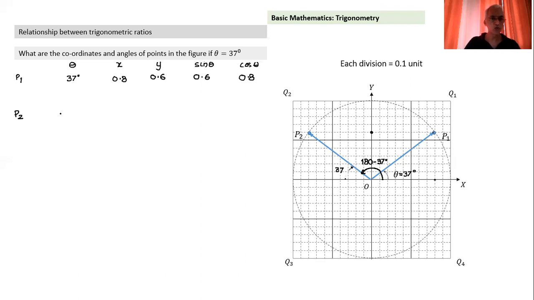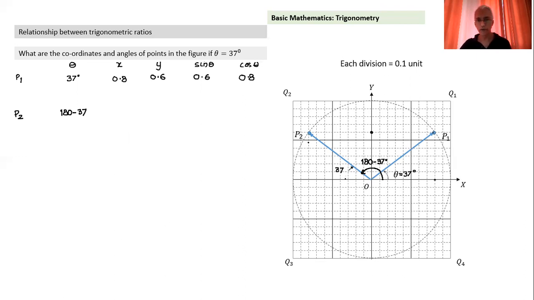So let me write P2. What is the angle? 180 minus 37. I can write it like this also. We can simplify, or we can write it like this. You can pause the video and put this value yourself before you see what we have done here. I will continue, but you can always pause the video. Whenever I ask a question, you can pause the video, try to find the answer yourself, and then check what you have done. Was it correct or not?